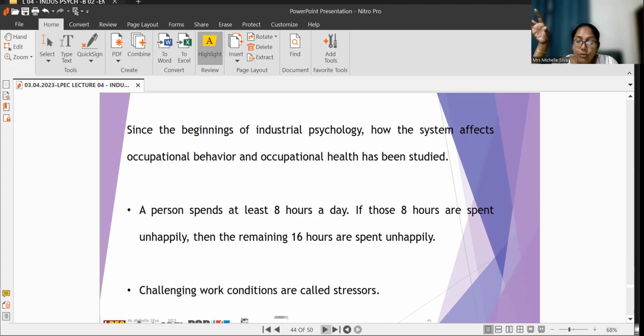So therefore, in order to protect the quality of these 16 hours, which they will utilize to stay with their loved ones, with their family members, definitely industrial psychologists should take necessary action to make them happy in the workplace.